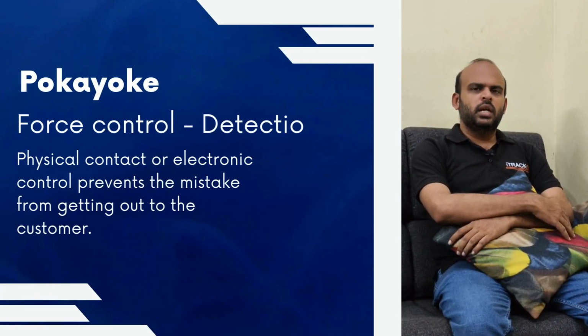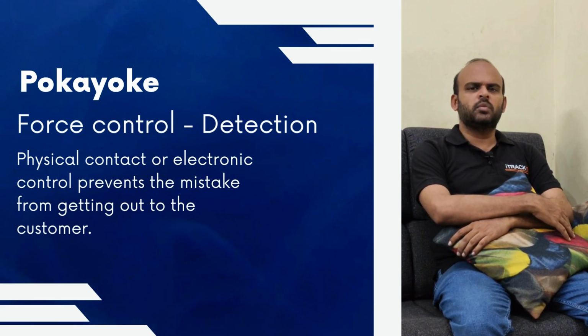Dear viewers, in this Poka-yoke video we will understand about force control detection. So what is force control detection? When the process generates a defect, the inspection system should be in a position to 100% identify the defect and segregate the defect from the rest of the process. This is what we call force control detection.